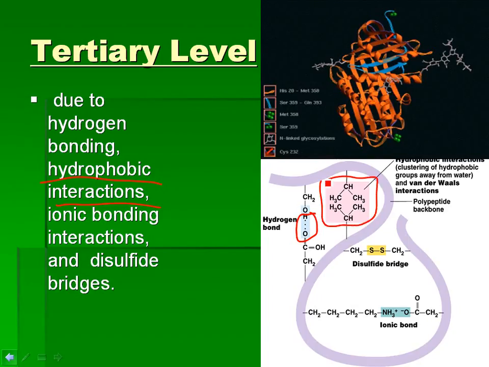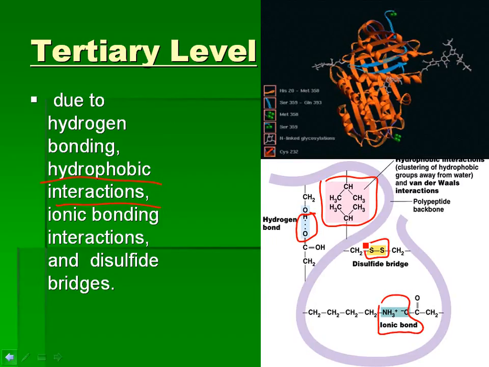Some of the other interactions that are taking place are ionic bonds. Okay, so we can have an ionic bond occurring between some of the side chains of groups. We also could have disulfide bridges, where we have sulfur groups interacting and forming bonds between the sulfur molecules.